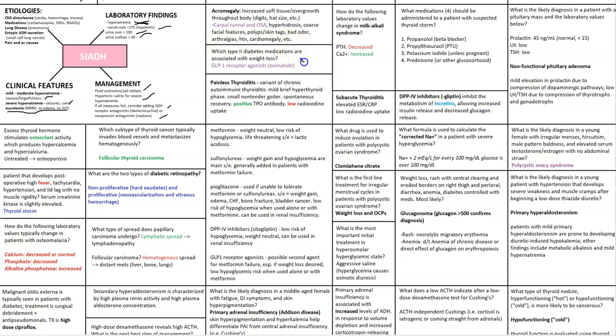This is very high yield as well. Which medication do you give to diabetics who want to lose weight? You'll give GLP-1 receptor agonists such as exenatide. So any of the tides are going to be GLP-1 receptor agonists.